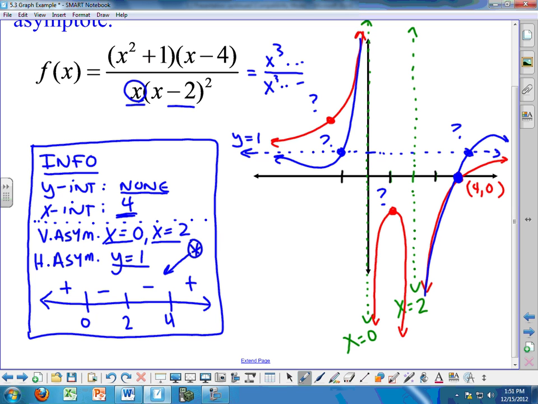Now the technique here then, knowing that the horizontal asymptote is y equals 1, let's go down the page.